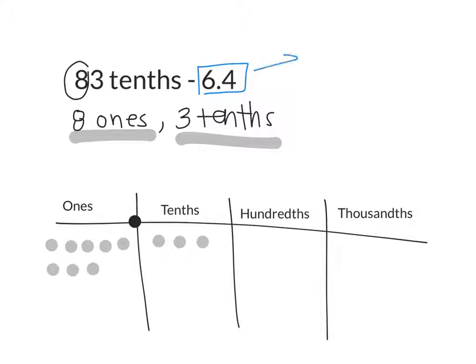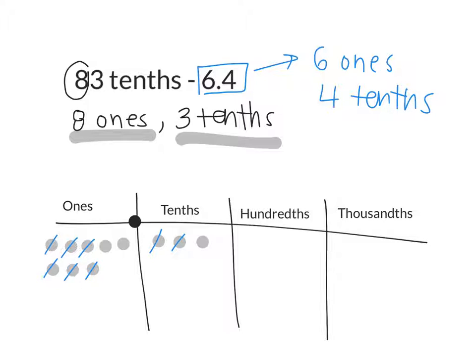Okay, what do I need to take away? 6.4. That's the same as 6 ones, and how many tenths? 4. Okay, so let's start by crossing out 6 ones. 1, 2, 3, 4, 5, 6. Now, how many tenths do we have to cross out? 4. Okay, let's do that. 1, 2, 3. Uh-oh. I don't have any more tenths to cross out. Does that mean this problem is not solvable? No. What do we need to do?